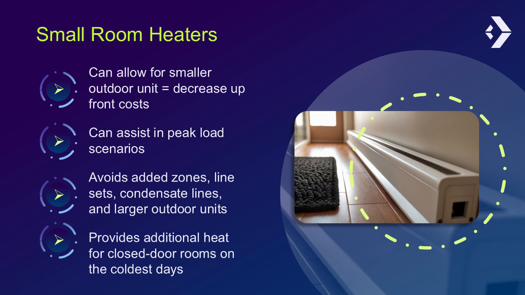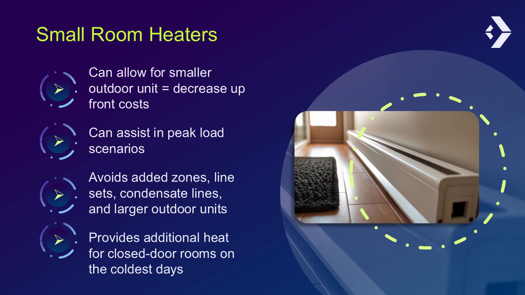We mentioned this earlier in passing, but another great way to keep heat pump installations cost-effective is by strategically using small room heaters in the right places. Small bedrooms and offices often have minimal heating or cooling needs, but when we try to serve those rooms with dedicated ductless heads, it can lead to added zones, extra line sets, condensate lines, and in some cases, the need for larger outdoor units. All of this adds cost and complexity to the project.